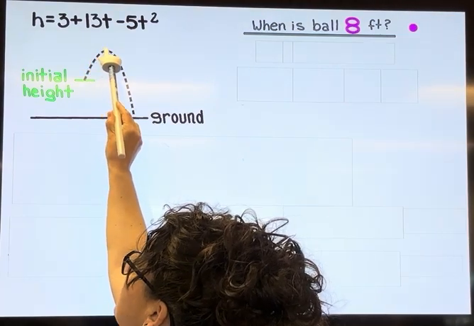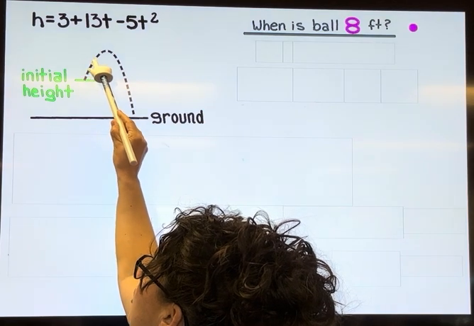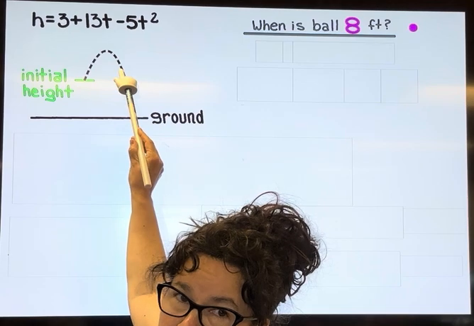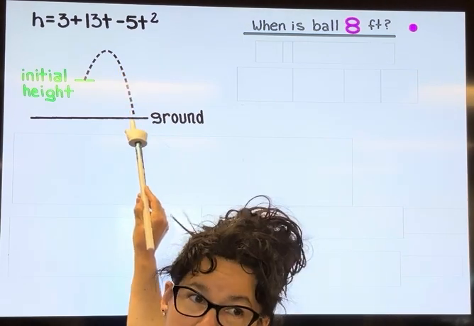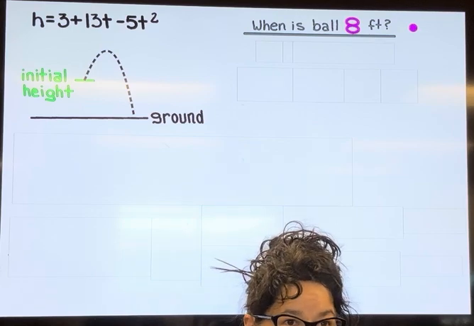If the very highest point is an 8, then let's say the height here is 8. It goes up even higher, comes back down, it's at a height of 8 again, and then eventually hits the ground. So we should have 2 answers.